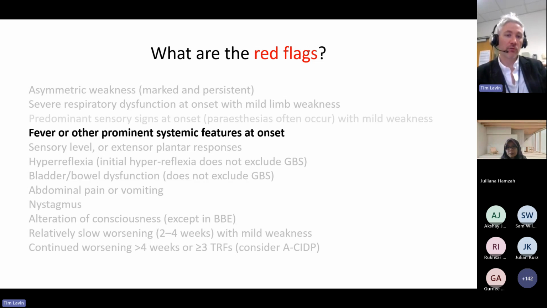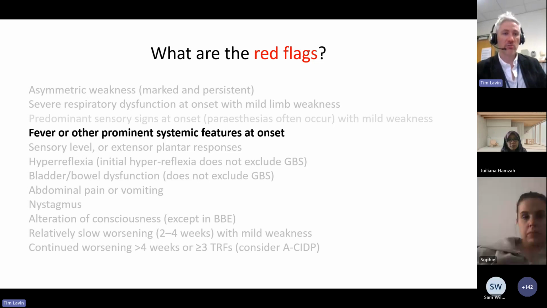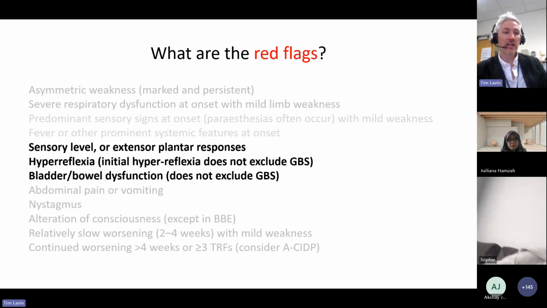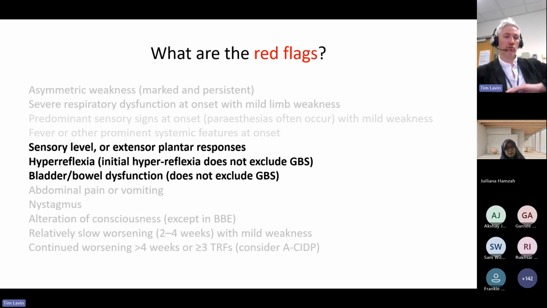We talked about viral processes. We talked about cancer. So again, if there is fever or prominent systemic features which are not consistent with GBS, you need to rethink things. Anything which suggests that this is actually a cord lesion, so a sensory level on the trunk, hyperreflexia, bowel and bladder dysfunction.